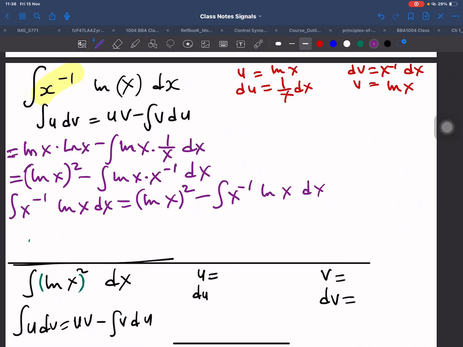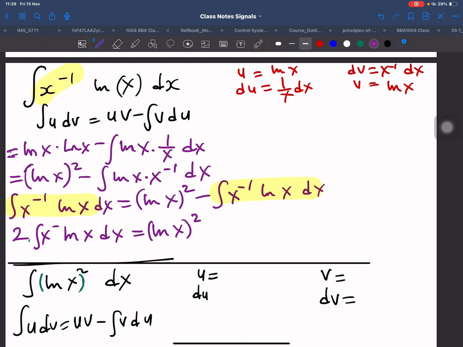As you can see, these two values are now the same. What you need to do is combine them and then get the answer immediately. How to combine it? You shift the one on the right side to the left. So shifting this one here, we now have 2 times the integral of x raised to the power minus 1 ln x dx equals ln x squared.